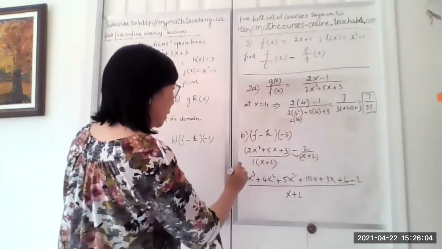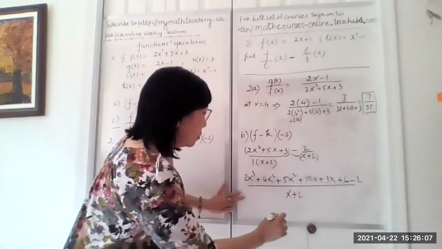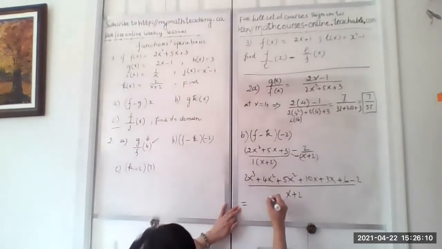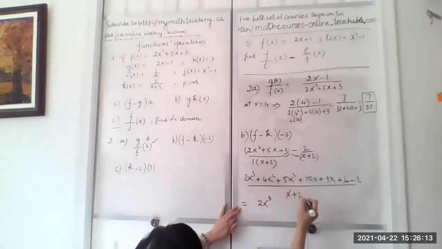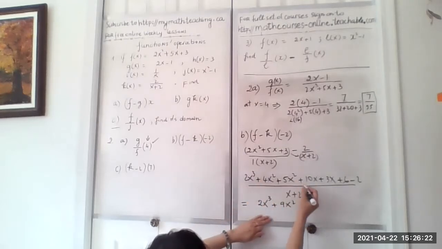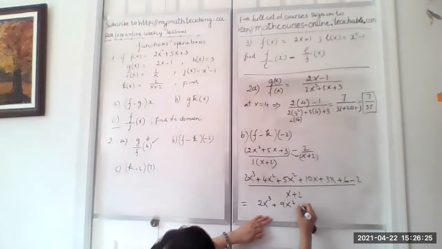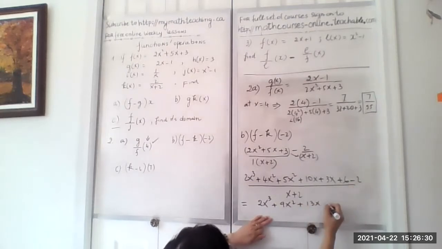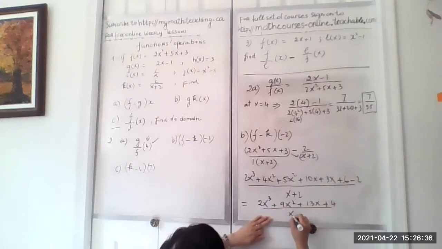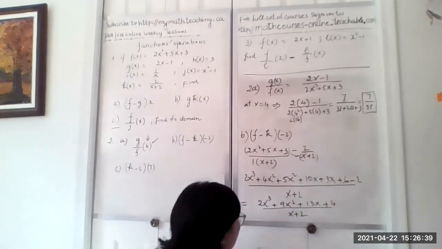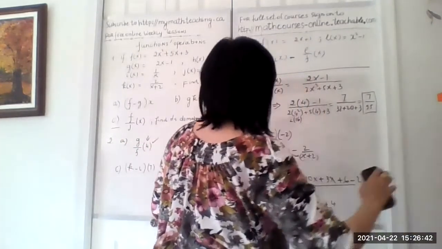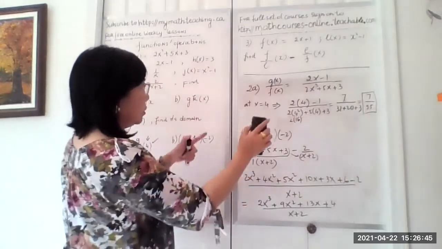Okay, so let's simplify this one. This will become 2x to the power 3. 4x squared plus 5x squared is plus 9x squared. 10x plus 3x is plus 13x. And 6 minus 2 is 4, plus 4. All of this over x plus 2. Okay, so now I'm going to continue with this.